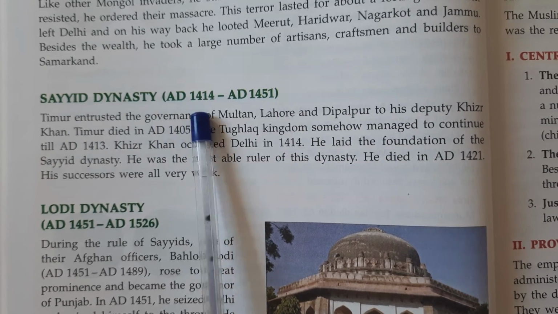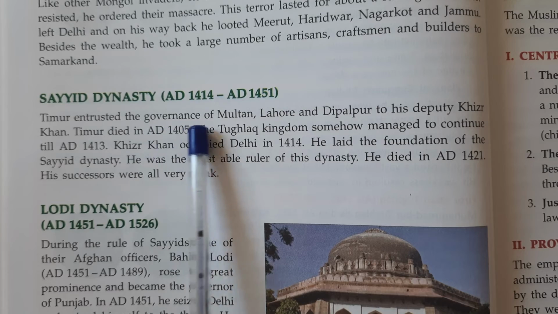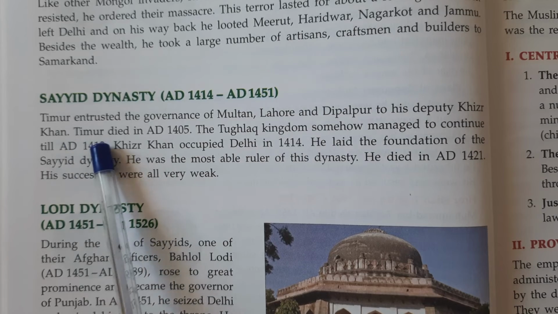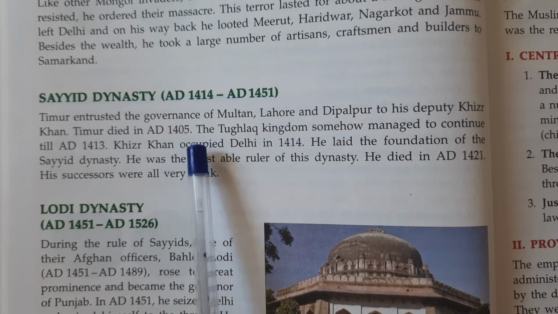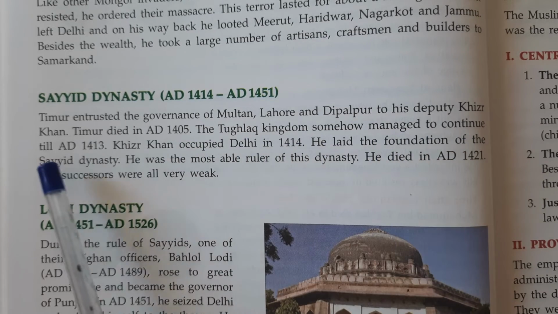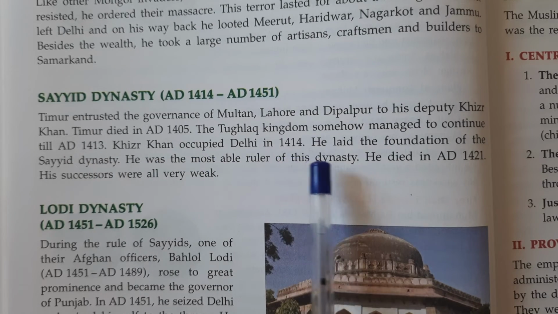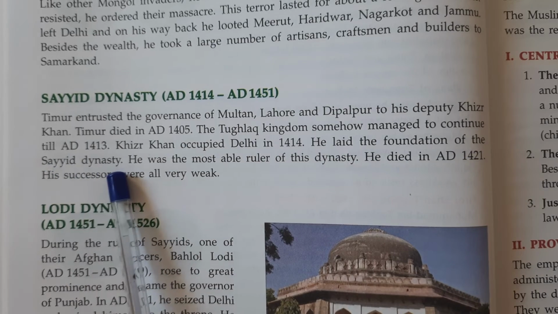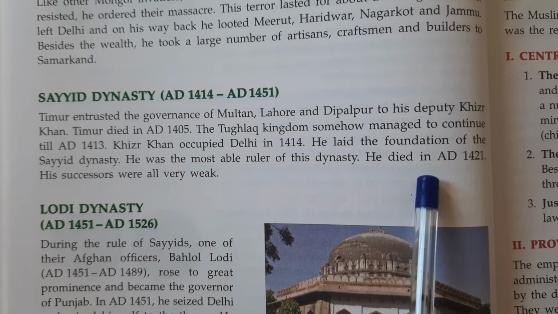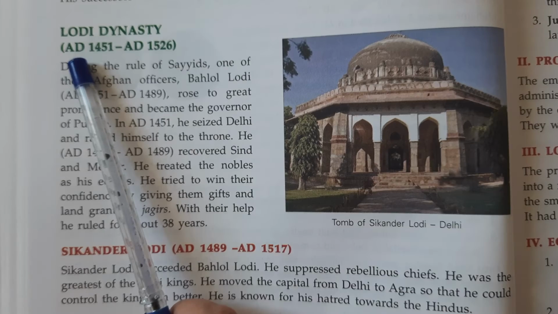Sayyid dynasty, AD 1414 to AD 1451. Timur entrusted the governance of Multan, Lahore, and Dipalpur to his deputy Khizr Khan. Timur died in AD 1405. The Tughlaq kingdom somehow managed to continue till AD 1413. Khizr Khan occupied Delhi in 1414. He laid the foundation of the Sayyid dynasty. He was the most able ruler of this dynasty. He died in AD 1421. His successors were all very weak.